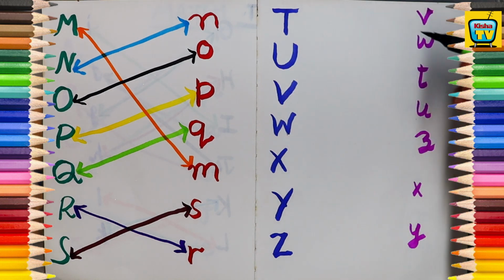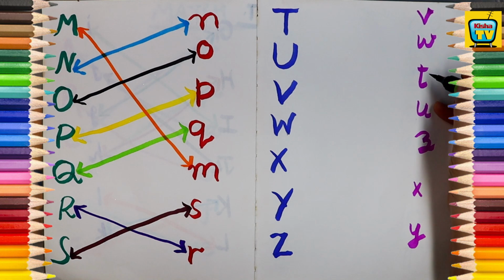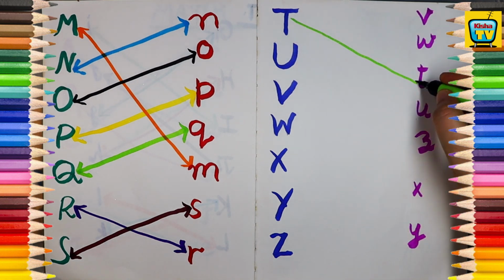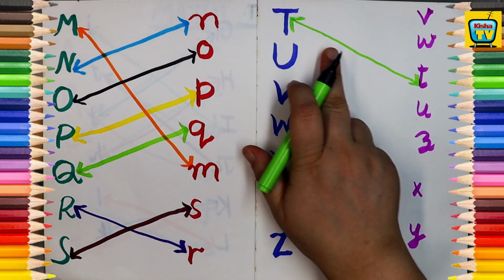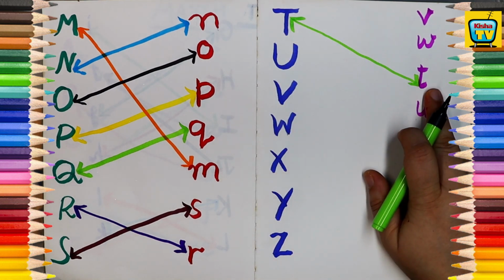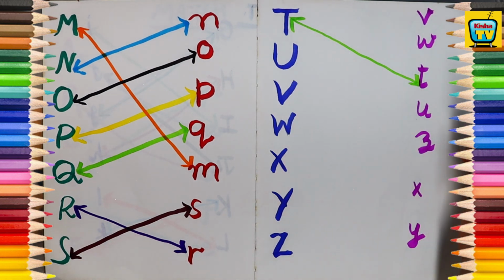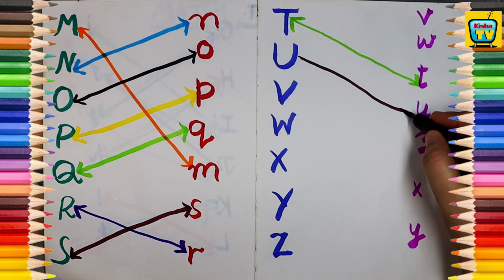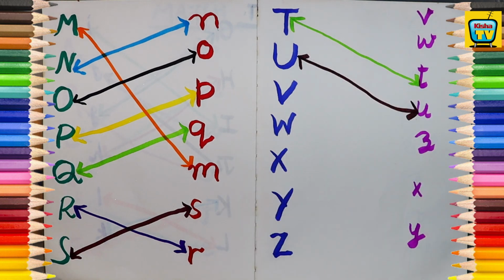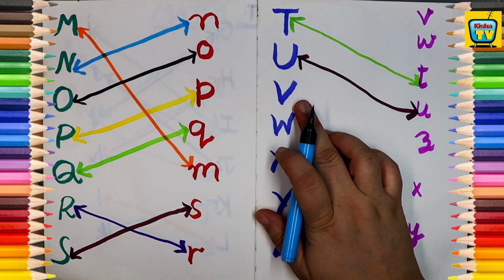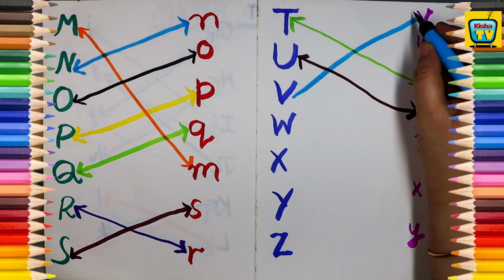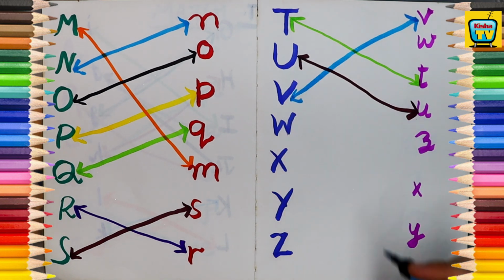T. T for tiger. So where is small t? This one. So big to small. Match it. T for tiger. Big letter of T, small letter of T. U. U for umbrella. This is big U and this is small letter of U. U for umbrella. Next is V. V for van. Big letter of V, small letter of V. V for van.